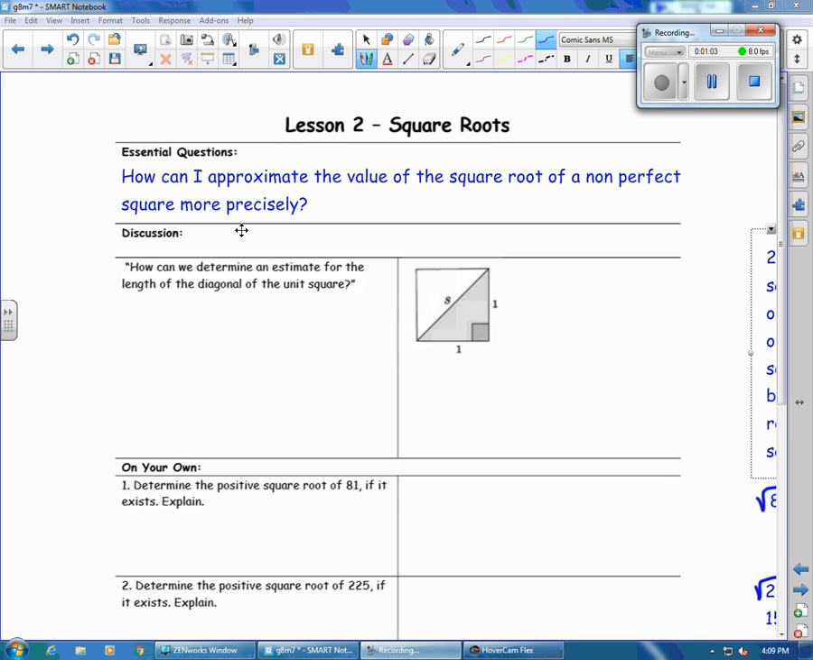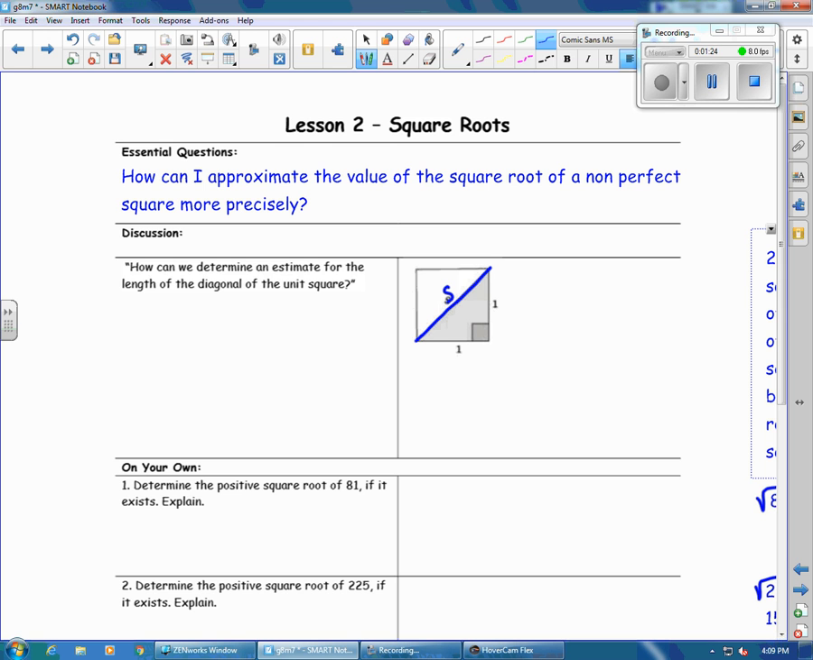So let's take a look at our example here. We're looking for the diagonal of the square unit. This diagonal here coming across. And this is actually an S. That is not an 8. I thought it was an 8 at first, and I was like, I'm not understanding this problem. It's an S. So they're asking us to find the value of S.